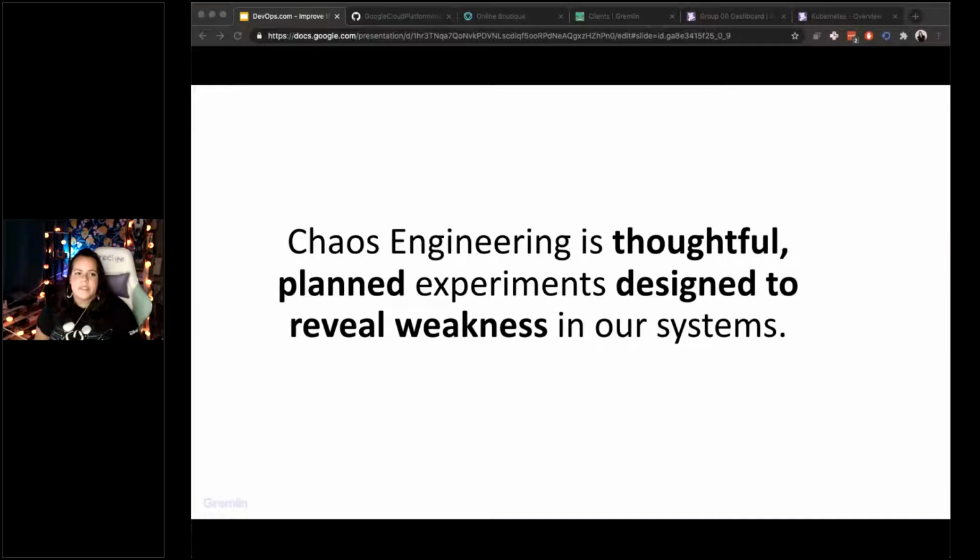This is one of my favorite definitions because it's very much straight to the point: we're doing this in a planned way, in a thoughtful way. This is not about breaking production. This is not about making sure that our team is going to wake up if they were to get paged at 2 in the morning or anything like that. This is in order for us to understand our systems more, to make our systems more reliable, and at the end of the day, it goes back to making sure that our customers always have a good experience.